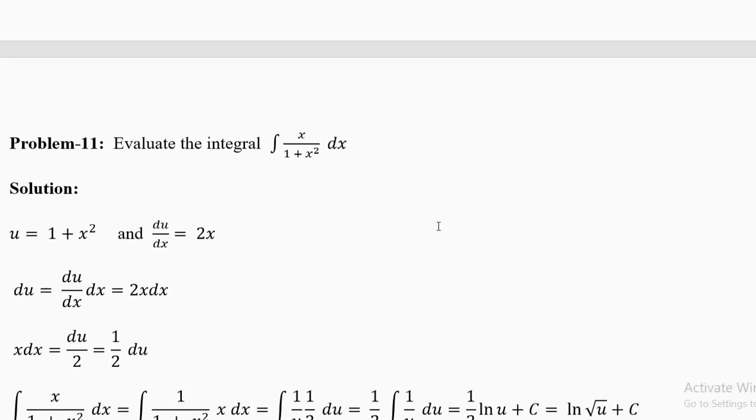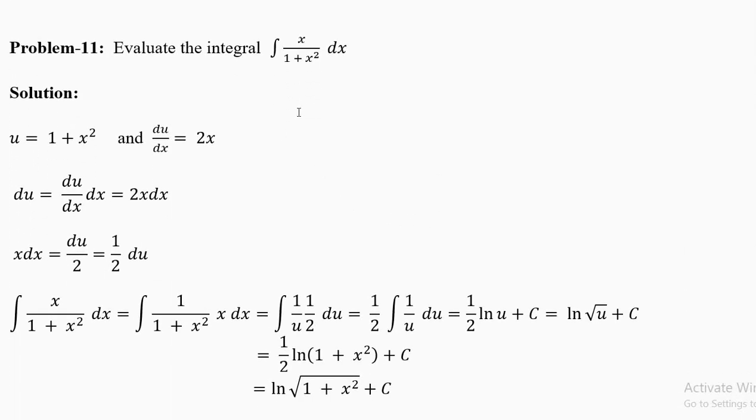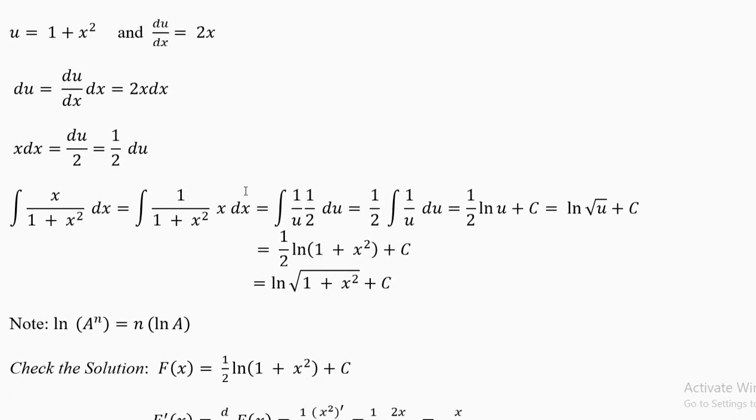Both are fine. Now evaluate the integral of x over 1 plus x square. Here the power is minus 1. So you cannot use the first rule. You have to use the logarithm rule, natural logarithm. U equal to 1 plus x square. du by dx equal to 2x. x dx equal to half du. We have seen it before.